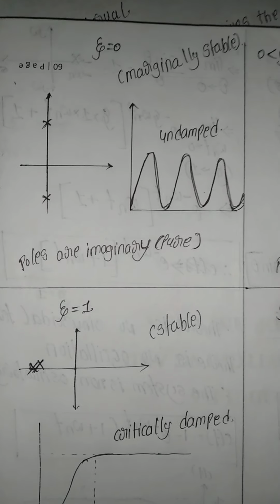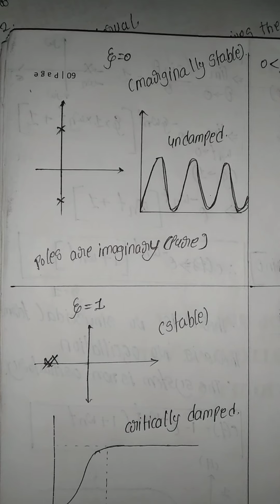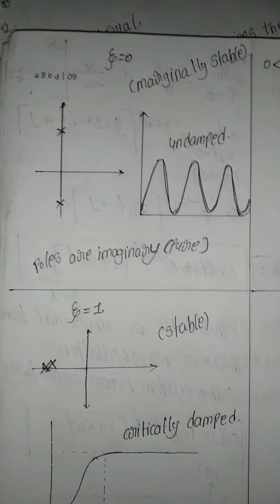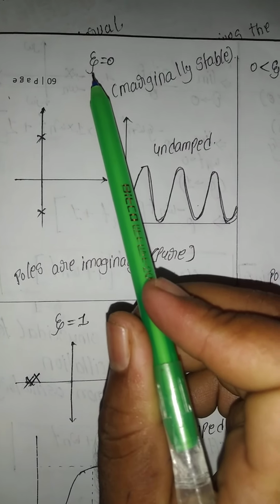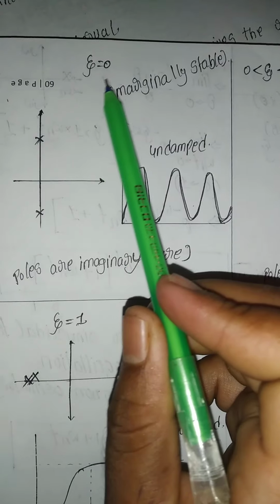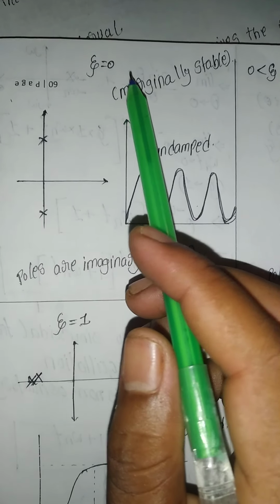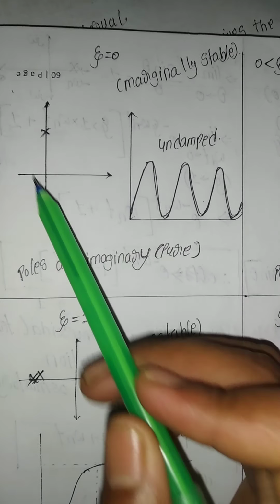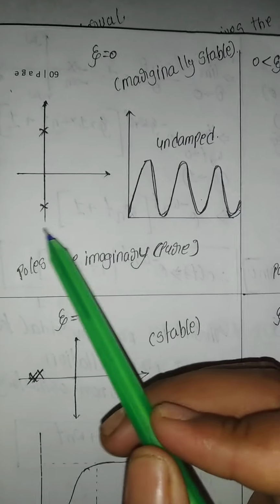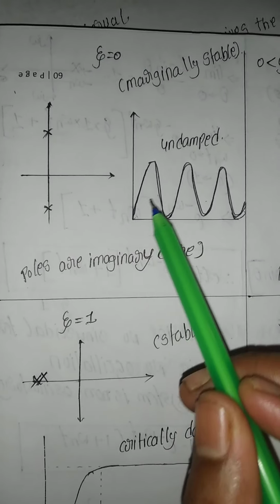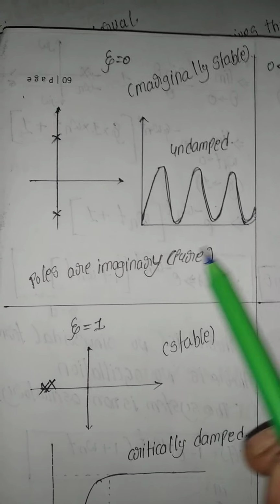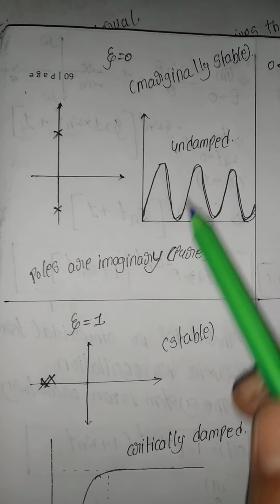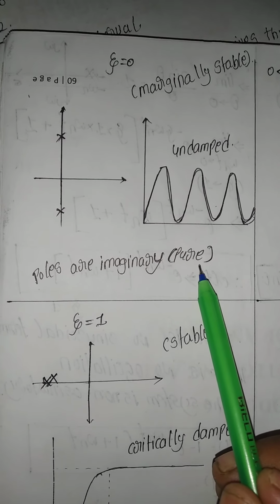Okay friends, this is the overview of variation of damping ratio in a control system. What is the system response? We first consider when zeta, the damping ratio, is equal to 0. That means the poles are located at pure imaginary poles. The oscillations are purely oscillatory. It is called undamped. Okay, poles are pure imaginary.